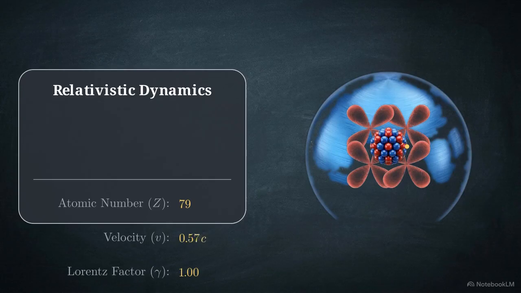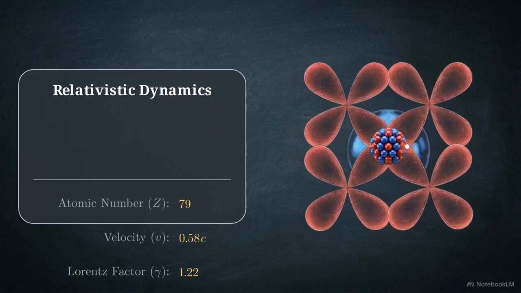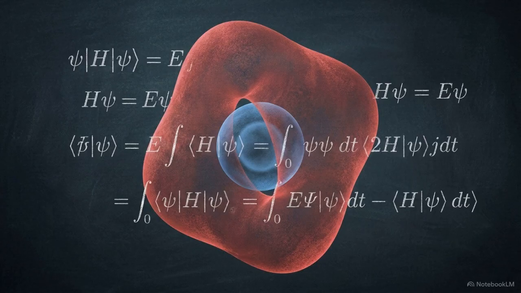Step 2. Governed by Dirac equations, this velocity causes a relativistic mass increase. Step 3. This mass contracts the 6s orbital, expanding the 5d orbital outward. This geometric deformation of the atom is the unavoidable mathematical consequence of an electron obeying special relativity while trapped in a strong Coulomb field.